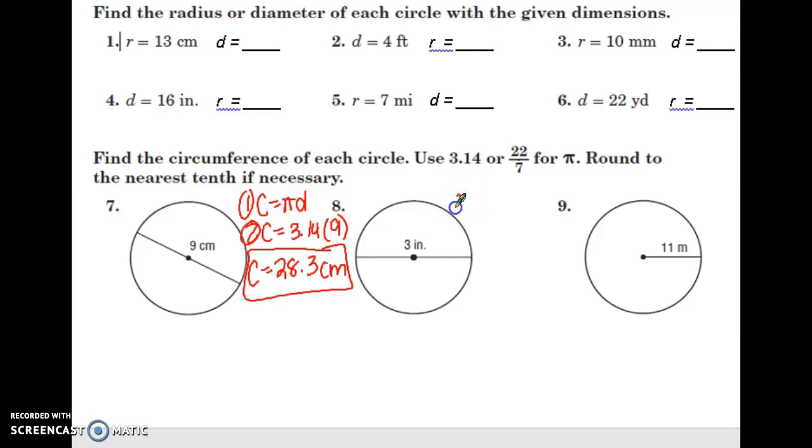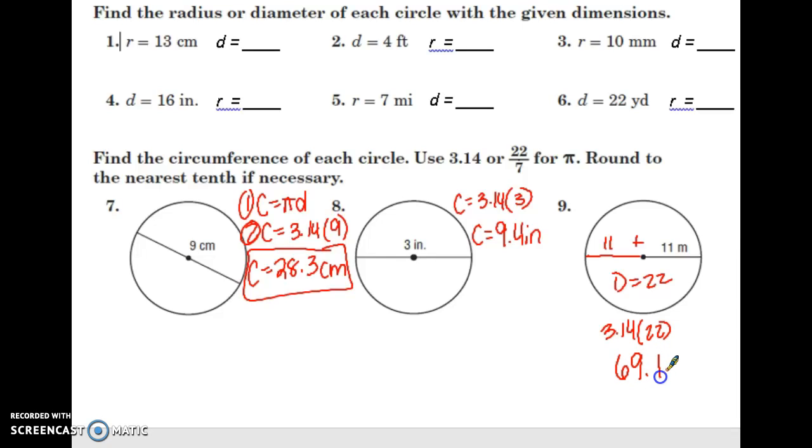Number 8, circumference equals 3.14 times the diameter, which is 3. 3.14 times 3 is 9.42, which stays at 9.4. And number 9, it gives us the radius, so we have to double that to get that the diameter is 22. And 3.14 times 22 is 69.08, so that's 69.1 meters.